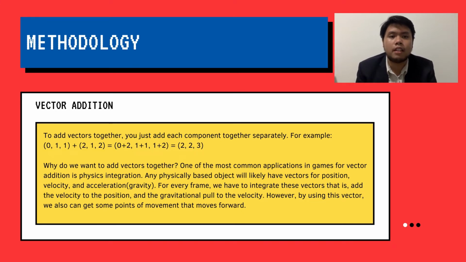One of the common applications in games for vector addition is physics integration. Any physically based object will likely have vectors for position, velocity, and acceleration. For every frame, we have to integrate these vectors, that is, add the velocity to the position and the gravitational pull to the velocity. However, by using this vector, we can also get some points of movement that move forward.